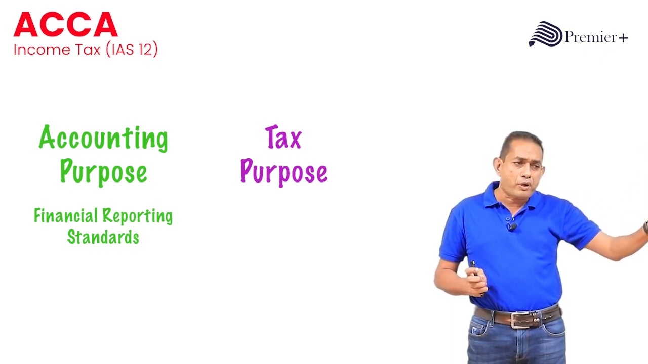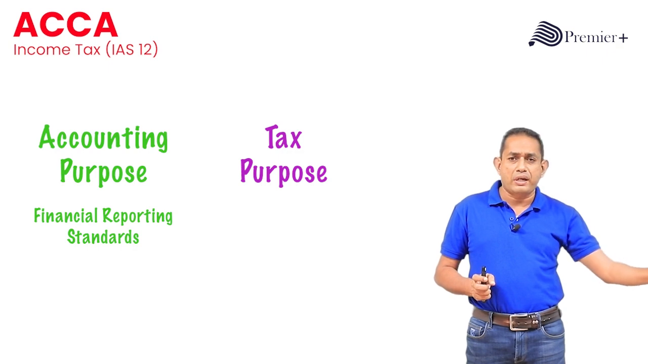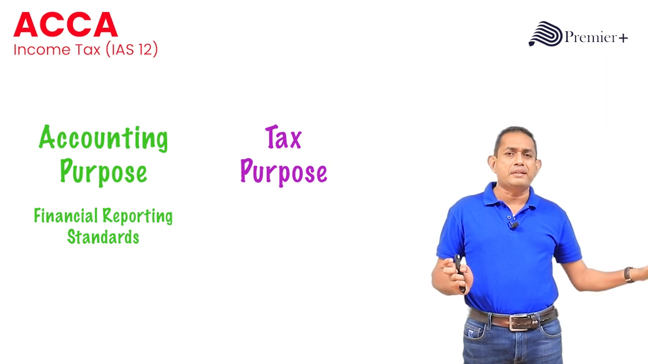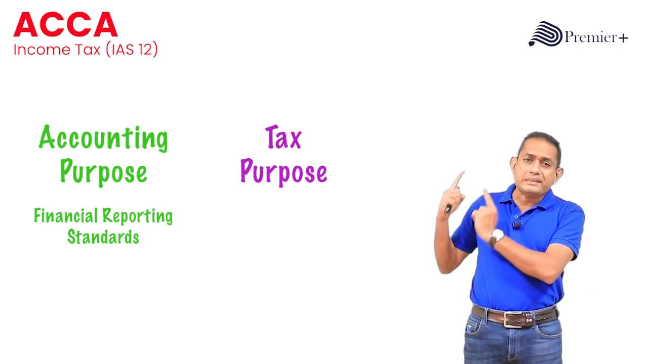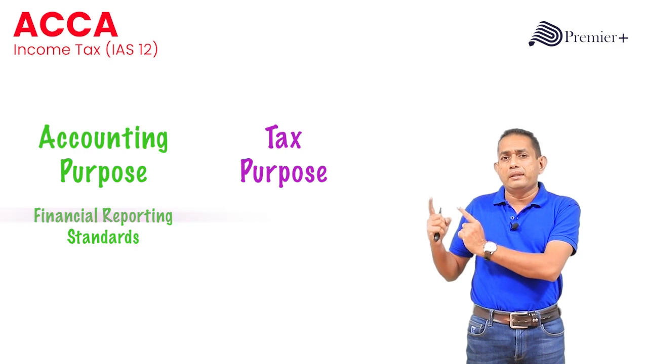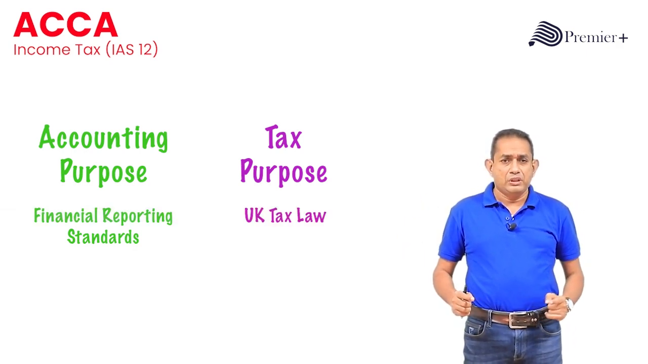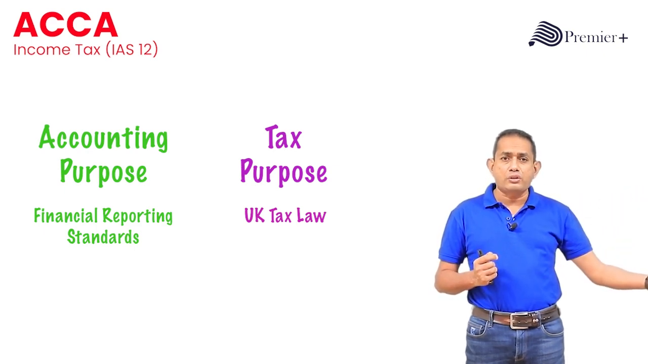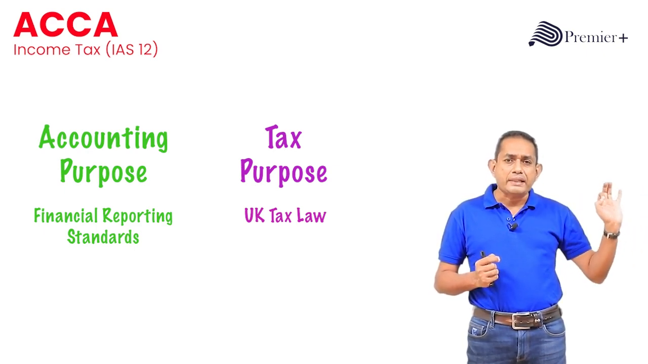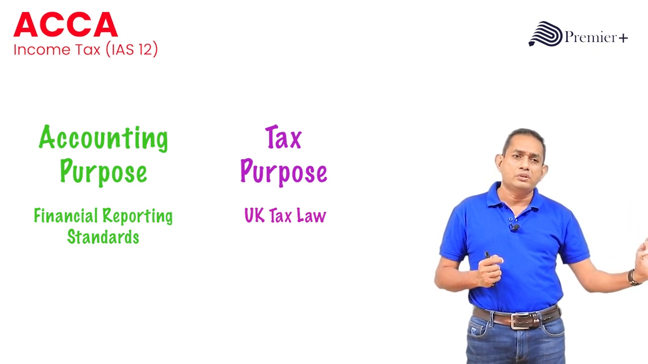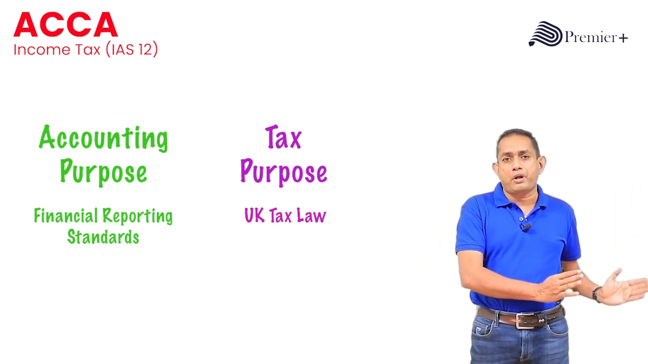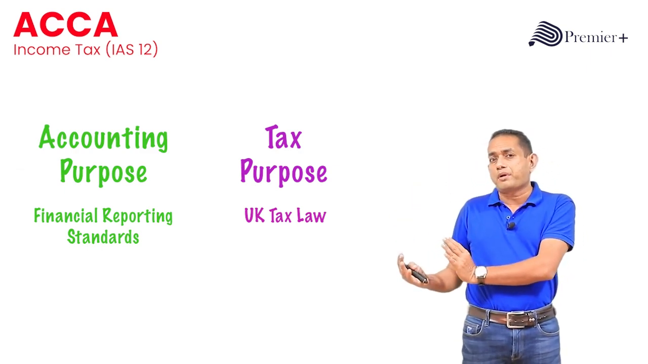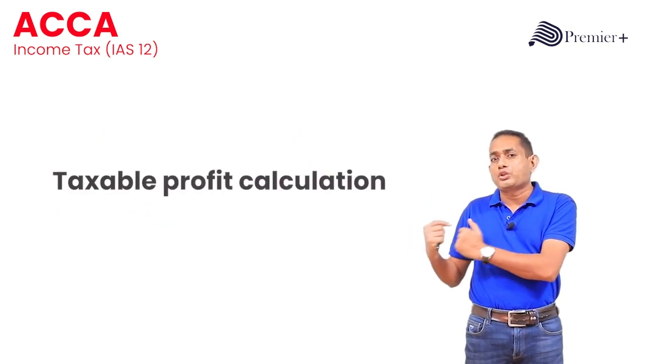So accounting profit is calculated based on IFRSs, but taxable profit, which can be completely different from accounting profit, is calculated based on the tax law in that particular jurisdiction. So however much you calculate your accounting profit, remember that's not what the taxes are paid on. Apart from this accounting profit, you need to perform another calculation which you call taxable profit. So that's what the taxes will be paid on.